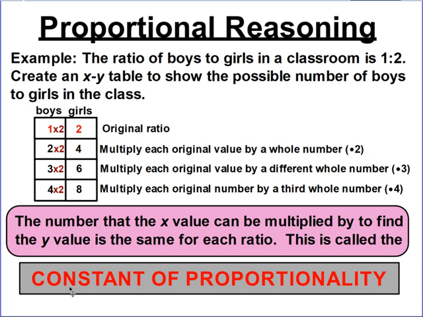Constant, remember, when we did expressions, is a number that doesn't change. This 2 doesn't change. It's always going to be times 2, times 2, times 2, times 2 in this ratio. When you're given a different ratio, it might be a different number, but it's going to be the same throughout the table. So it's a constant of proportionality. It shows proportional numbers by using a constant number to multiply by. Okay? So that's definitely something you're going to be asked about throughout this unit.